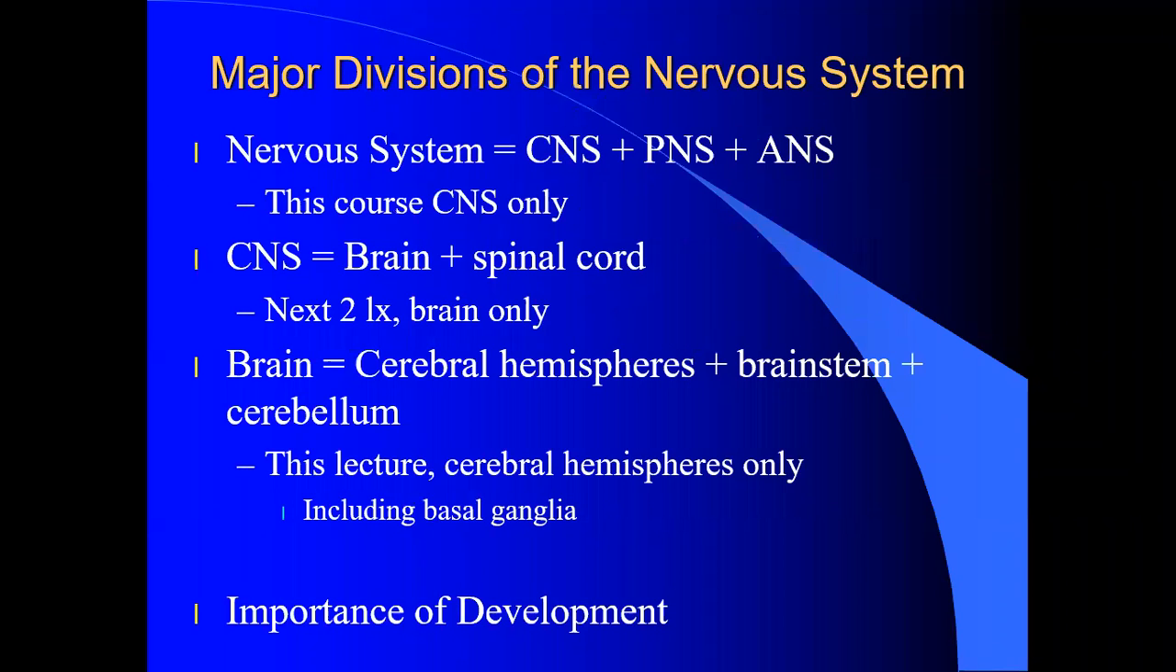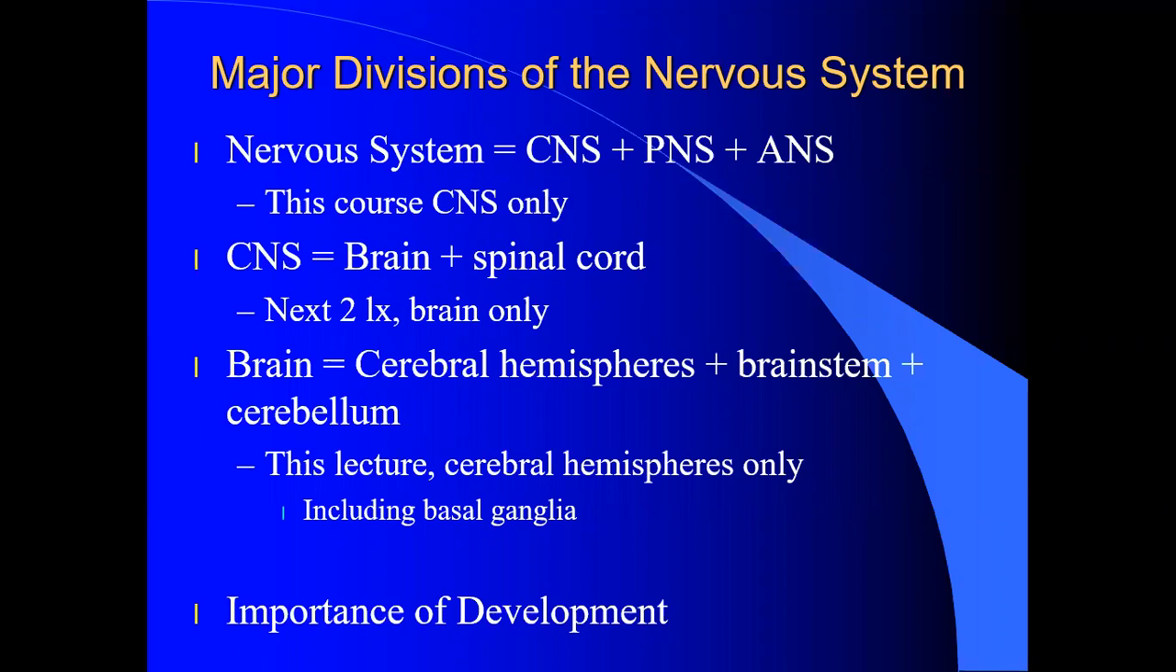Major divisions: the nervous system consists of the central nervous system, a peripheral nervous system, and an autonomic nervous system. This course is only about the central nervous system. The central nervous system consists of the brain and spinal cord. And at least for the next two lectures, we're going to be looking only at the brain. We will get to the spine later. The brain, I think, is conveniently divided up into cerebral hemispheres, the brainstem, and the cerebellum. And today we're only talking about the cerebral hemispheres, but that will include the basal ganglia.